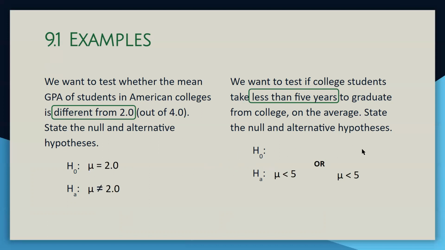For the null, I'm going to assume it's always an equal sign. Mean is equal to 5. Your book will probably write the opposite of less than, which is greater than or equal to. Either pair is correct. Notice that the alternatives match, and that's the important part.